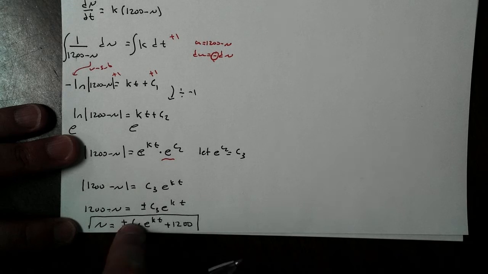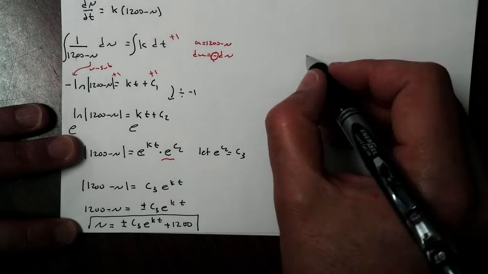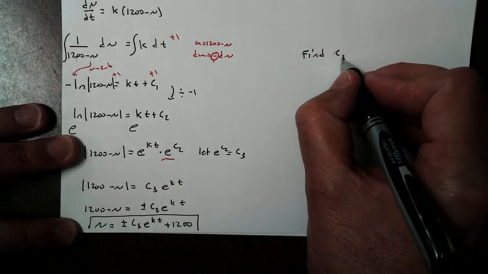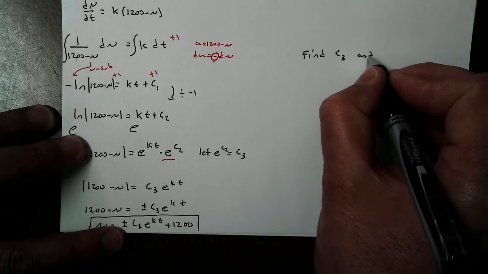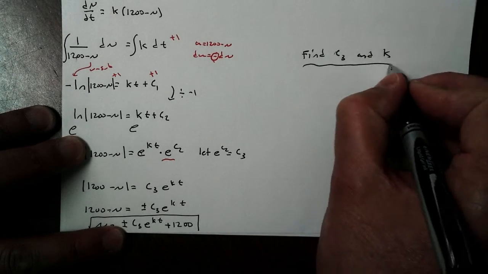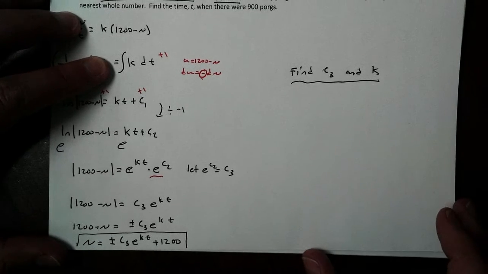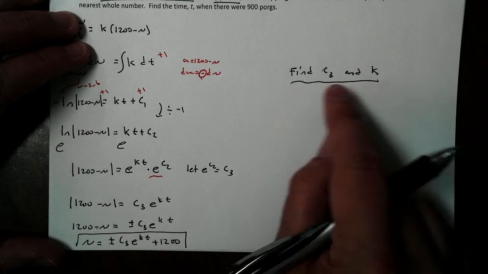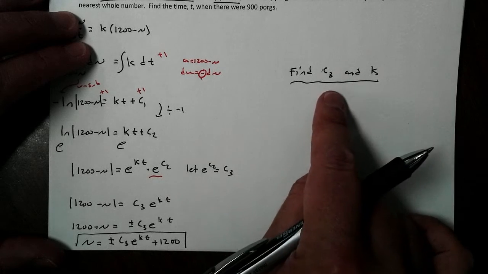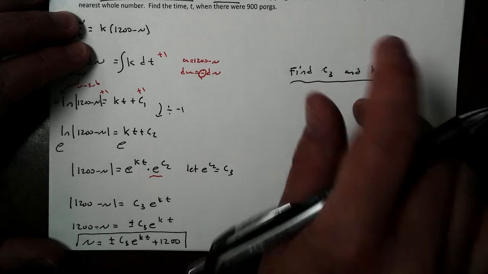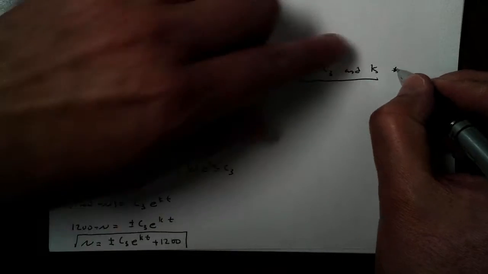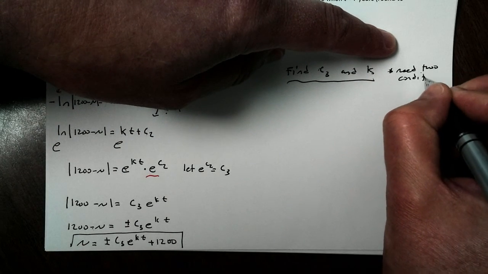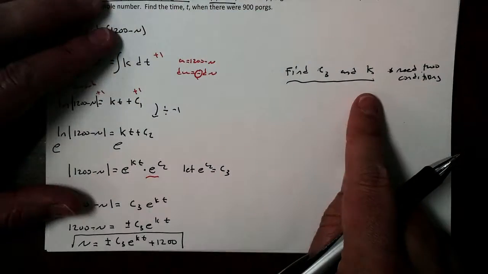Now, notice we have to find two values. We have to find C3 and K. And this is where it gets a little bit trickier for us. We have to find both C3 and K. So I need more than just one condition. I'm going to need two conditions. So how do I get those two conditions?